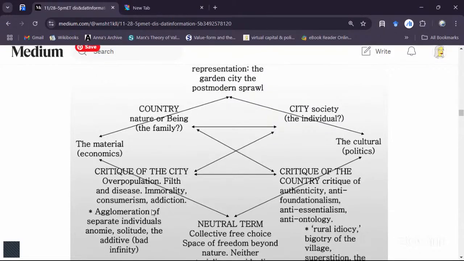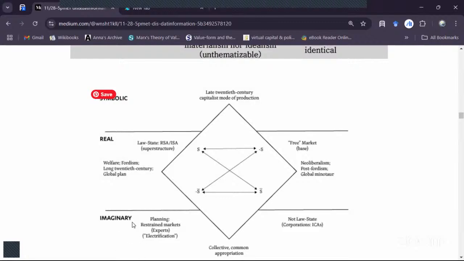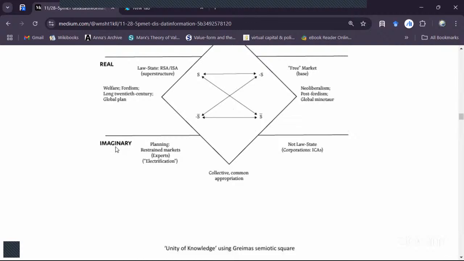So anyway, similarly, in the Greimasian sense, you can juxtapose Fordism and welfare on one end, and neoliberalism and post-Fordism on the other, which is the kind of real problems of complementarity in the real world. You have a powerful state, but you also have people who believe that a free market exists, which it doesn't. So there's always that contradiction. And of course, the vertical contradiction between the capitalist mode of production and something socialist, often seen as imaginary.